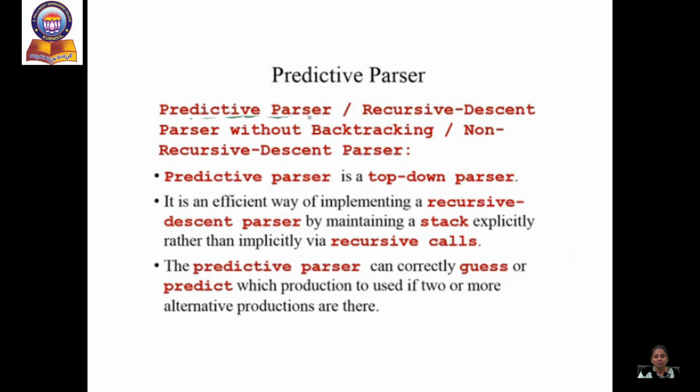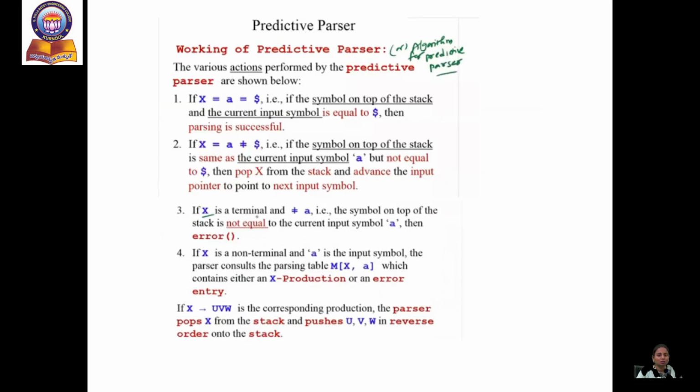The predictive parser can correctly guess, or predict, which production should be applied to get the input string without allowing backtracking. Whenever it needs to replace a non-terminal with its production, it chooses by guessing or predicting which production may successfully get the input string. By choosing like that, it does not follow any backtracking. So these are the steps.